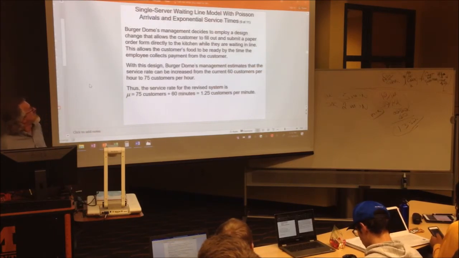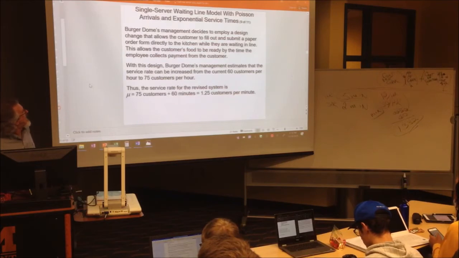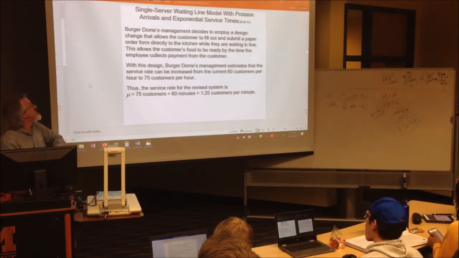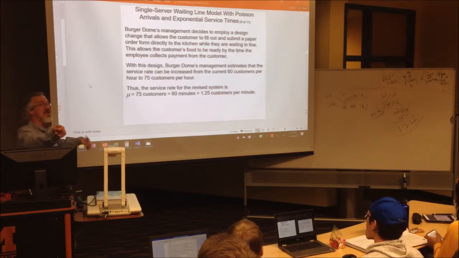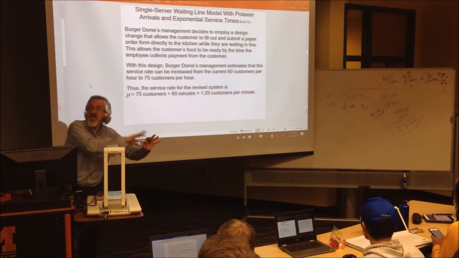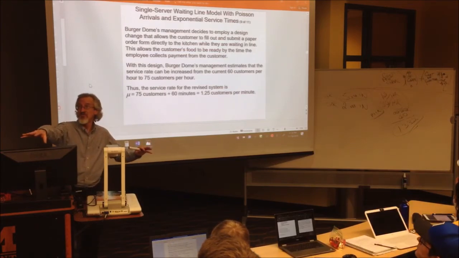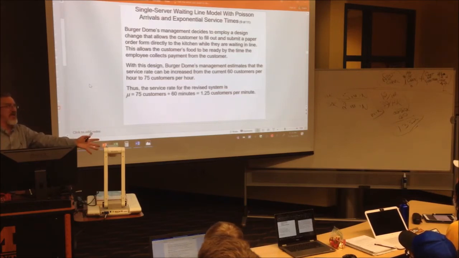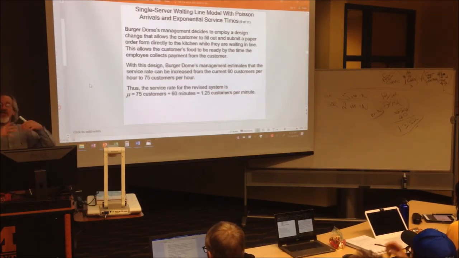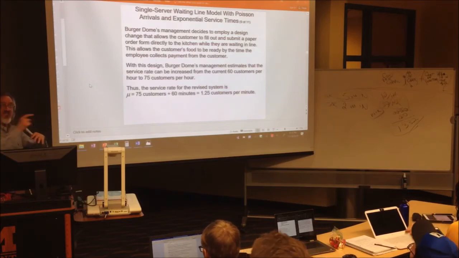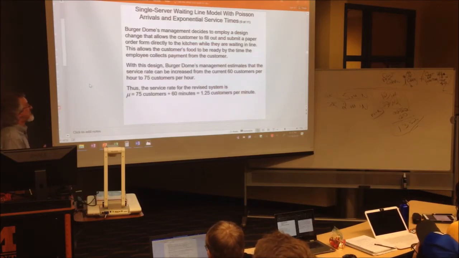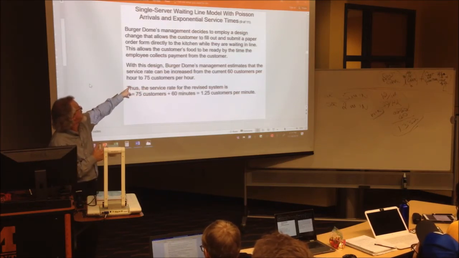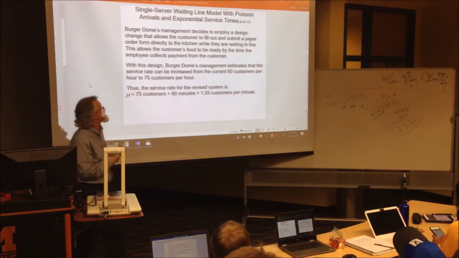Burger Dome has decided to have a customer fill out their order on paper first and hand it in, so when they get to the cashier, they're only paying while their order is already cooking. This is called an improvement on the system. They're not adding another cashier. Instead, they change the way it's done to reduce the time in which a customer gets their food. With the new design, management estimates that the service rate will increase from 60 to 75.